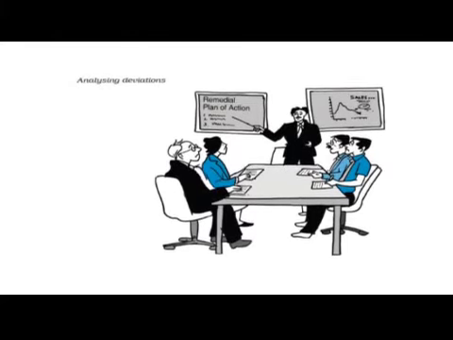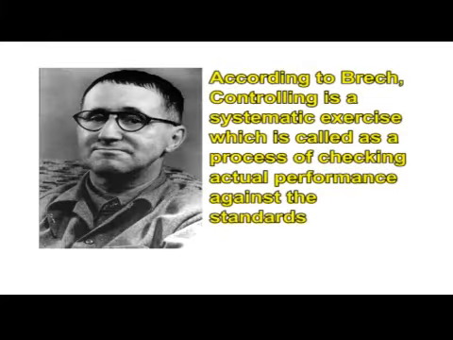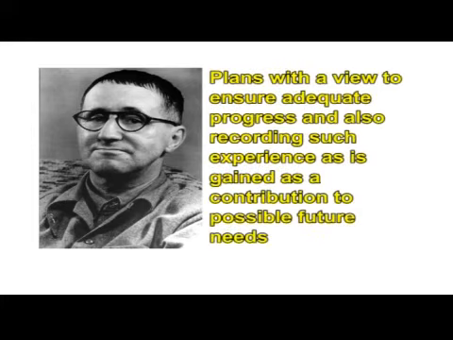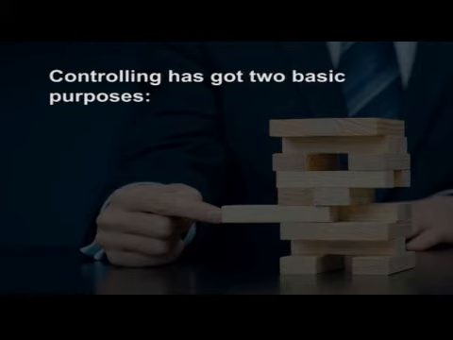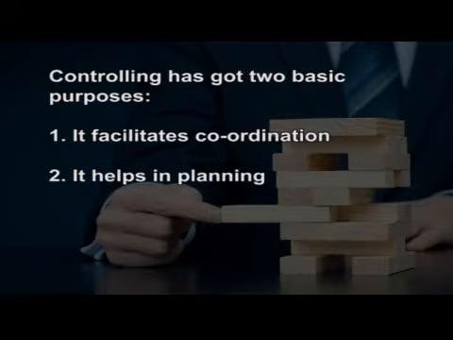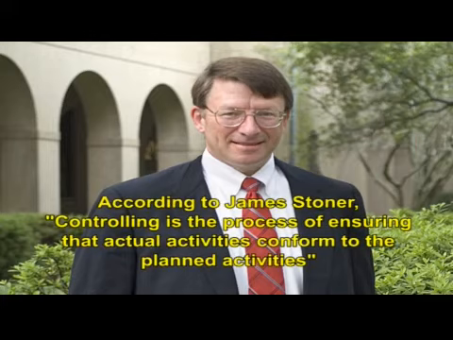According to Brech, controlling is a systematic exercise which is called the process of checking actual performance against the standards or plans with a view to ensure adequate progress and also recording such experience as is gained as a contribution to possible future needs. Controlling has two basic purposes. Firstly, it facilitates coordination. Second, it helps in planning. According to James Stoner, controlling is the process of ensuring that actual activities conform to the planned activities.